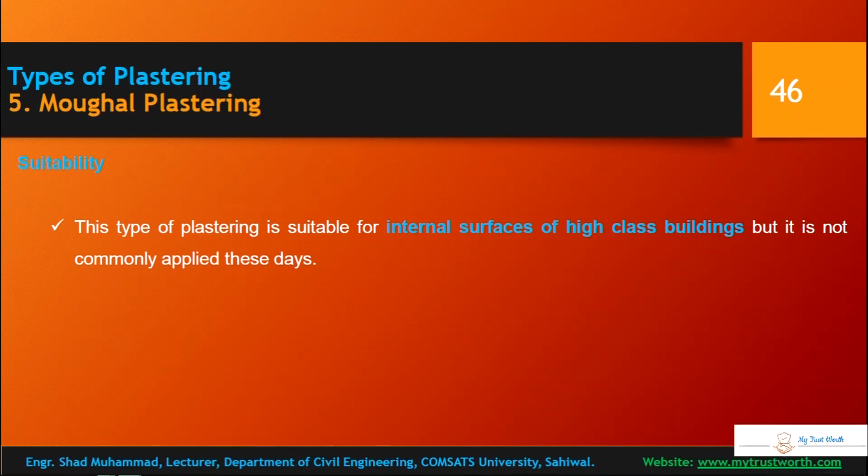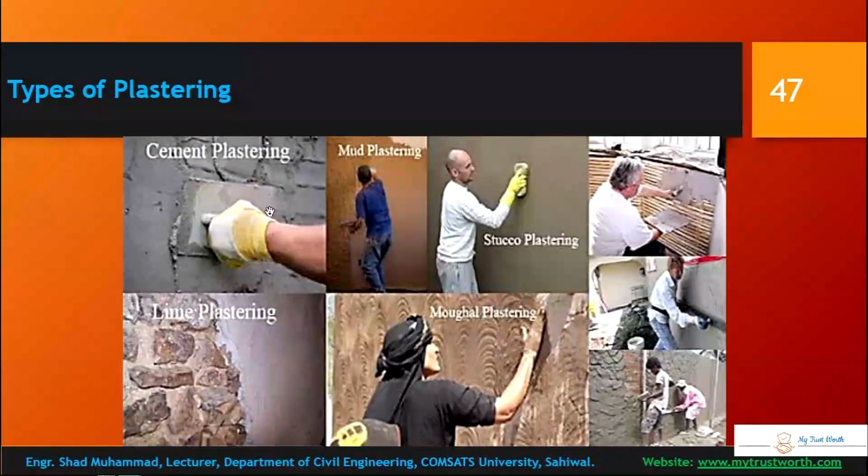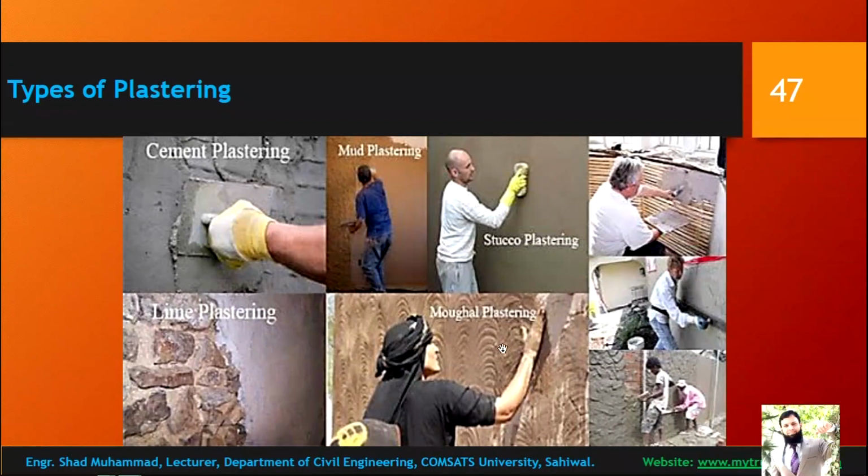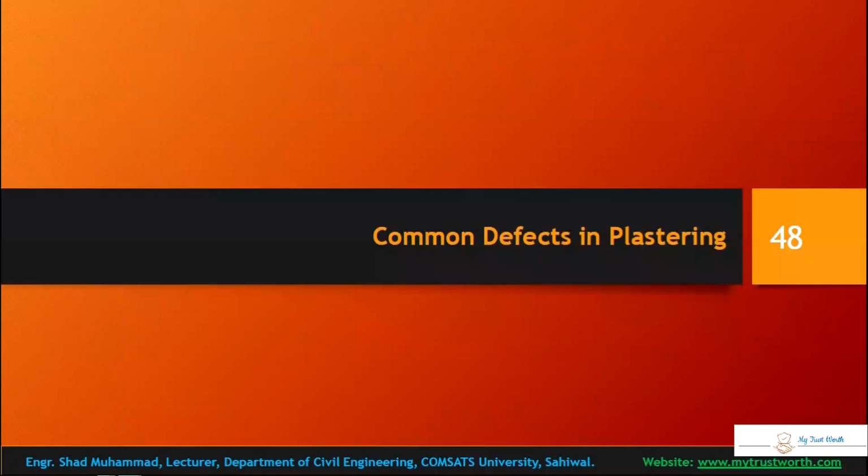You can see that cement plastering, mud plastering, stucco plastering are applied, and in Mughal plastering different shades and designs are applied. In lime plastering, chalk is used. These are different pictures. Defects in plastering.